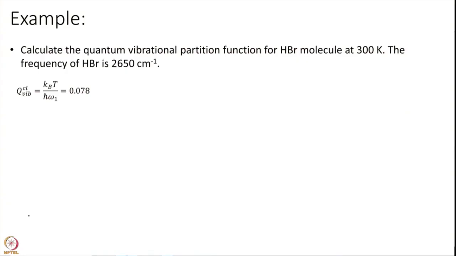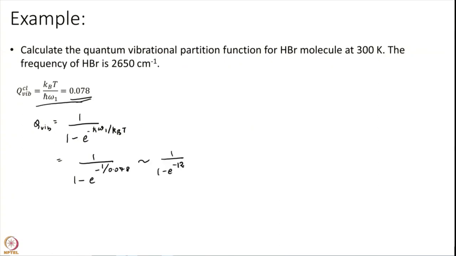So, we have looked at the quantum vibrational partition function and we have realized it is slightly different from the classical version. So, let us get back to our favorite example of HBr, for which we have found all the classical rotational, translation and vibration. And if you go back to your last module, we showed the vibrational classical partition function came out to be 0.078. So, let us see if the quantum version makes a difference. The quantum vibrational partition function that we just derived is equal to 1 over 1 minus e to the power of minus h bar omega 1 divided by kT. So, this is equal to nothing but 1 over 1 minus e to the power of minus, I will just use this number here, 1 divided by 0.078, which is roughly 12.